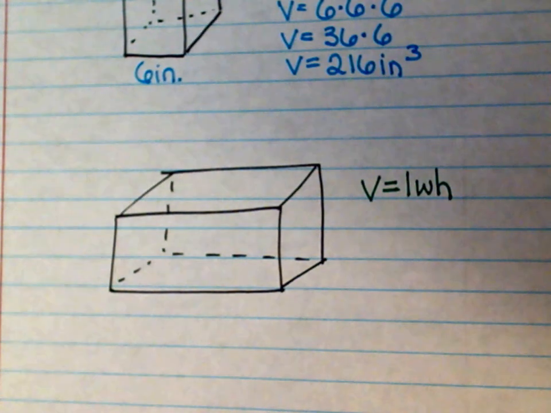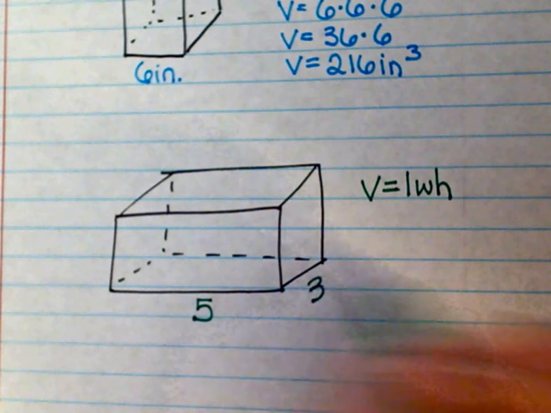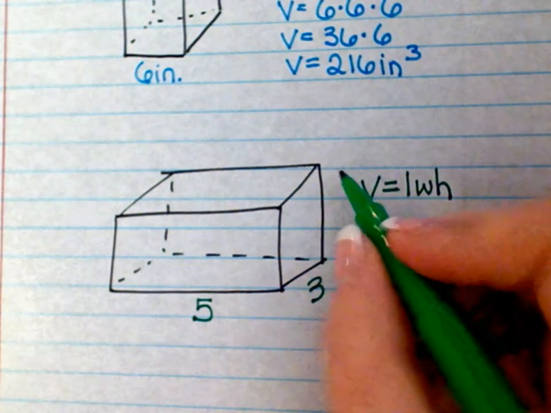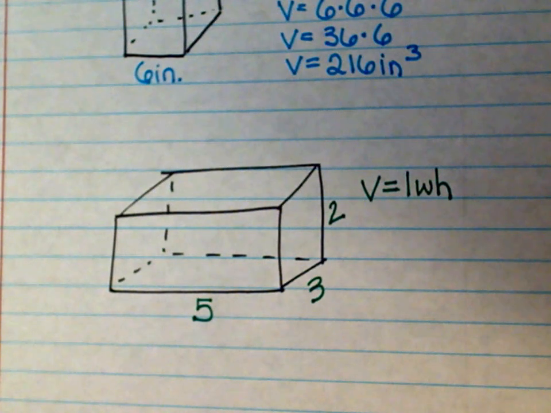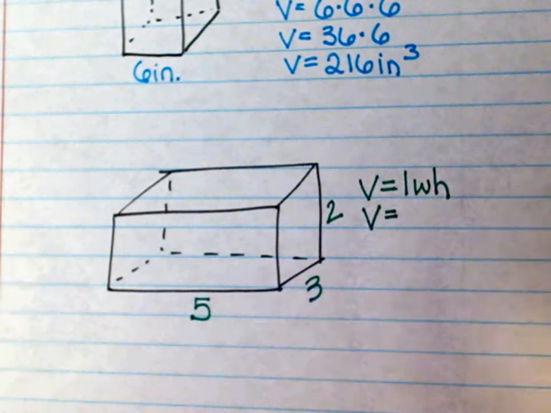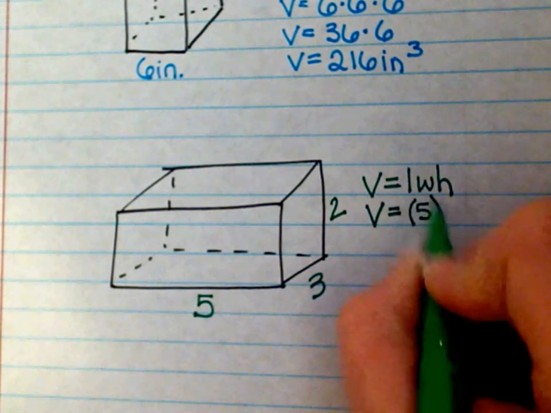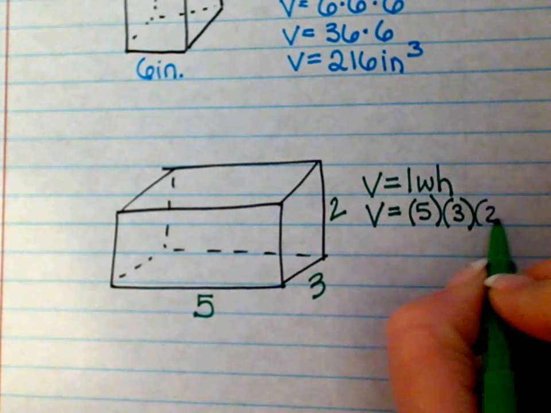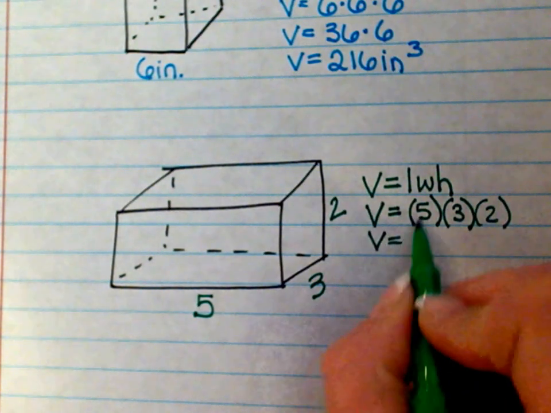Okay, so let's say we have a length of 5, a width of 3, and a height of 2. Okay, my picture is not very good for those numbers, but we'll go ahead and use them. We're going to use the formula just as we have before, plug in the numbers that we do have. I know my length is 5, my width is 3, my height is 2. Side by side by side, we're going to multiply.